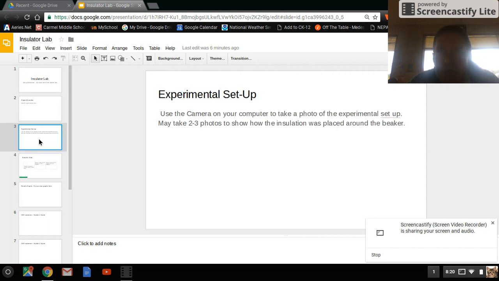You're going to have to go and reset up the lab, and you don't have to reconduct the lab, but you need to set it up so we can take a photo of it, so I actually know what you guys did. So do as best as you can to recreate the lab we did yesterday.